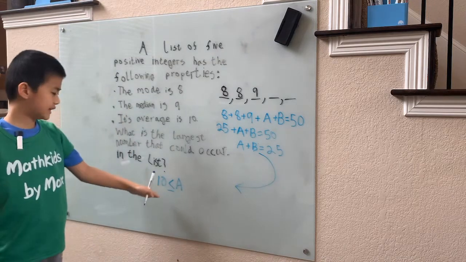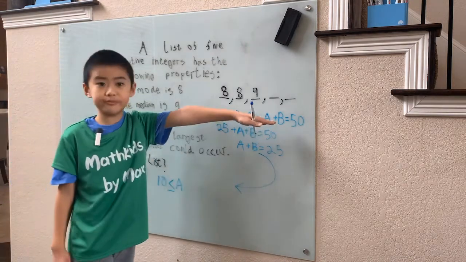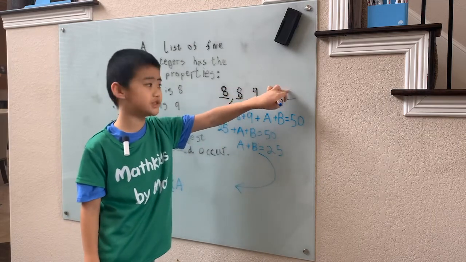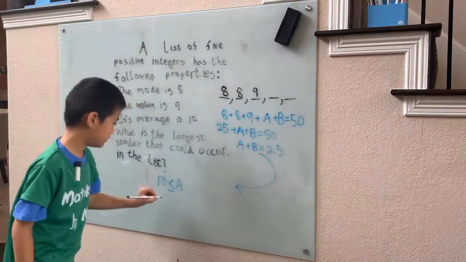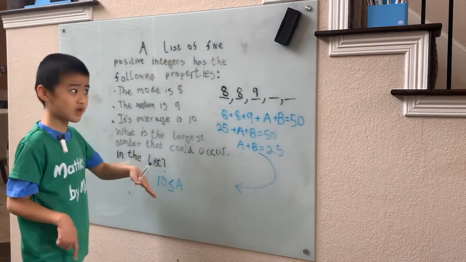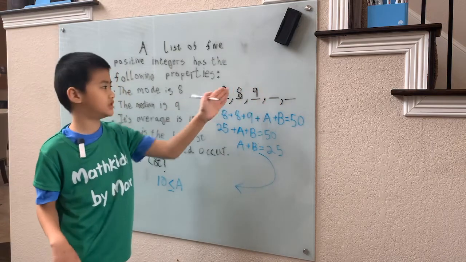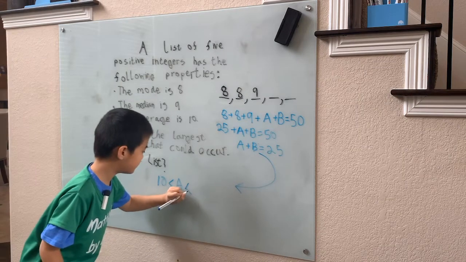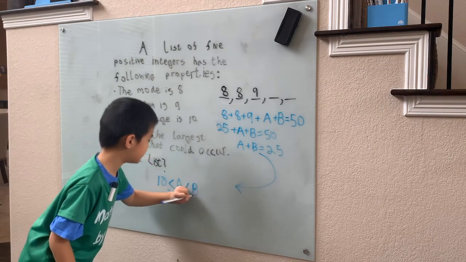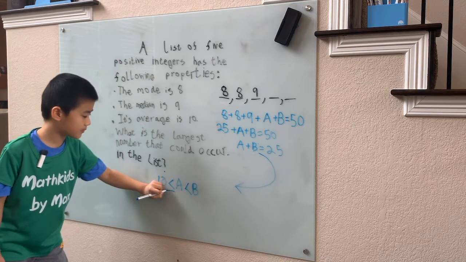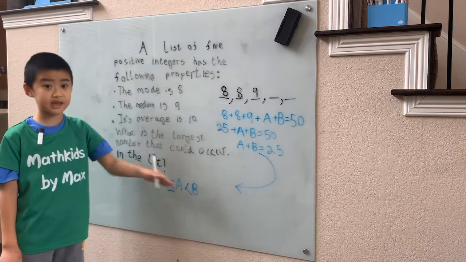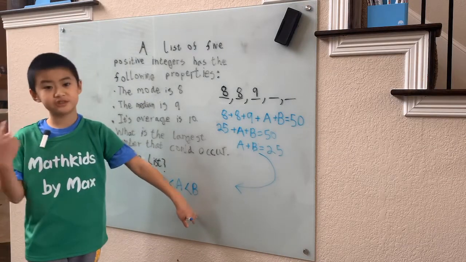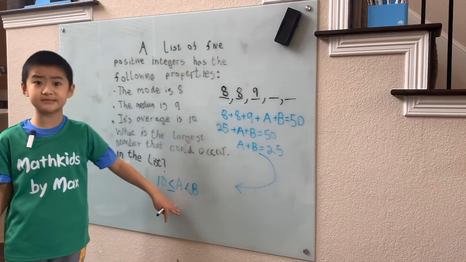A is going to be equal or larger than 10. And same thing with B. Since these are in increasing order, B is the largest number in the list, and it has to be greater than A, since there's only one mode, and these 2 can't be equal, because we already have 2 that are equal, and that's our mode. So 10 is less than or equal to A, and A is less than B. Now, we want B to be the largest number in the list, so we make A as small as possible.